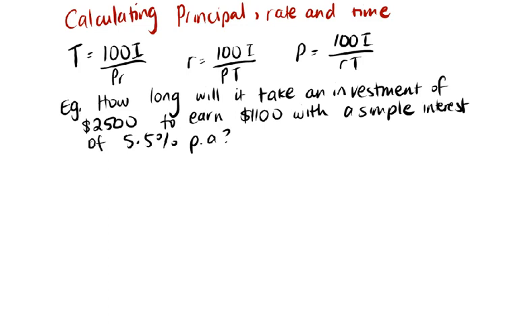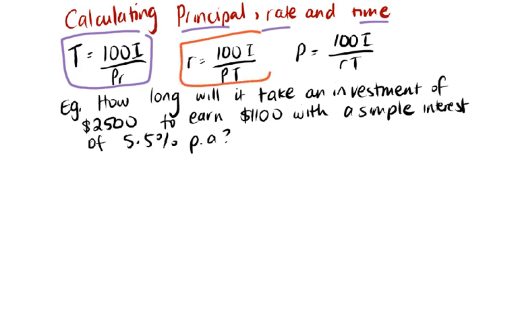Sometimes in the questions, they'll ask you to use simple interest, but they'll ask you to either calculate the principal, the rate, or the time, and not the interest at all. In that case, what I've done here is rearrange the formula. So in this one, if you wanted to calculate time, you would use this formula. If you wanted to calculate the rate, you would use this formula. And lastly, if you wanted to calculate the principal, you would use this formula. So let's have a look at an example below.